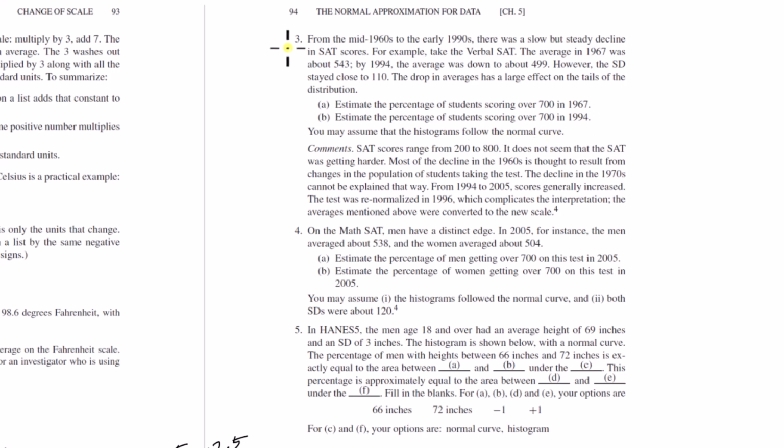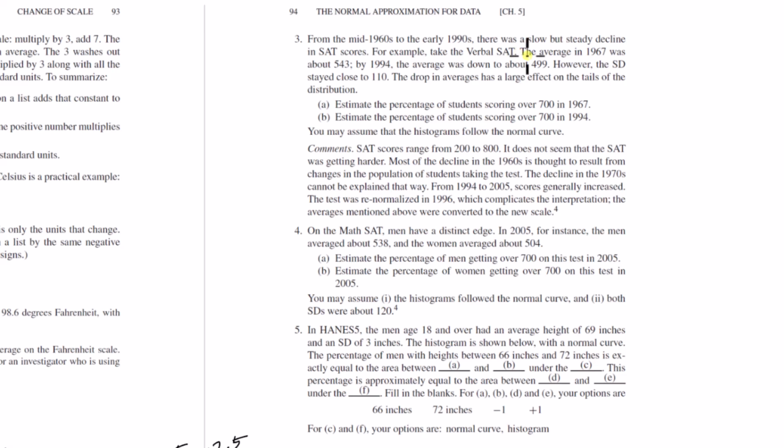Okay, so the first thing I've noticed here is it's saying that the average in 1967 was about 543. Then by 1994, it dropped to about 499, but the standard deviation didn't really change. And so I think about what we learned in the change of scale in the previous section: if you have a histogram and you change just its average, but not its standard deviation, that's equivalent to adding or subtracting a constant from every data point in the list.